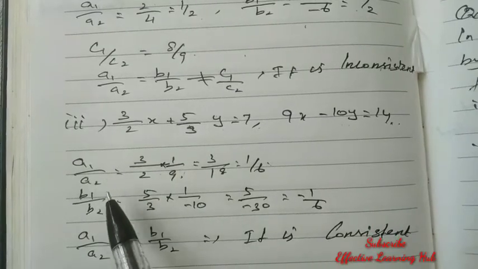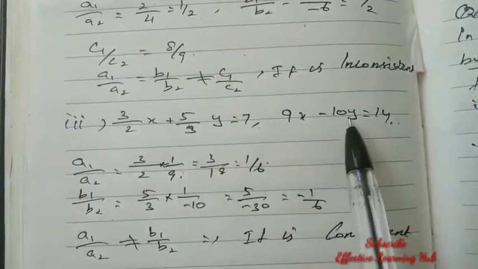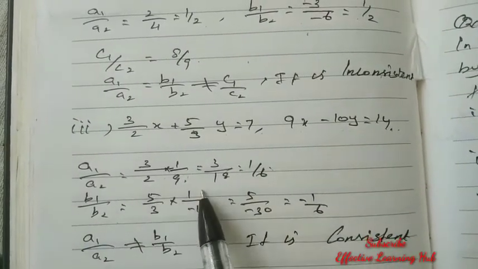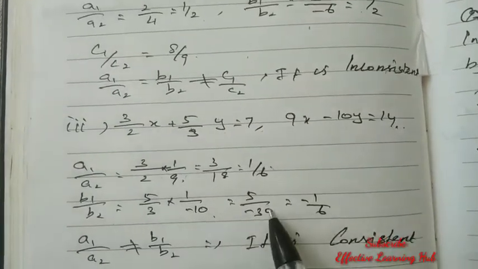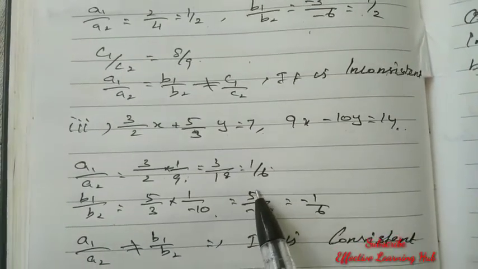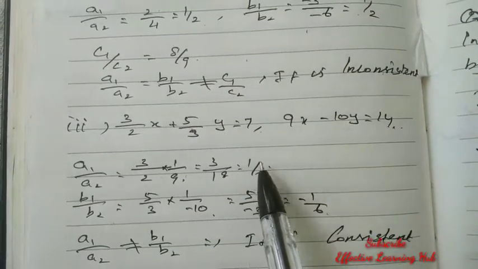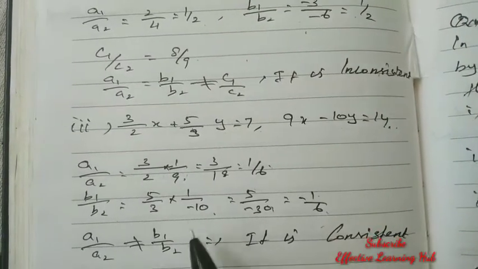Next b1 by b2. b1 value 5 by 3, b2 value minus 10. So 5 into 1 is 5, 3 into 10 is minus 30. 5 table, 1 5s are 5, 6 5s are 30. So a1 by a2 value 1 by 6, b1 by b2 value minus 1 by 6.